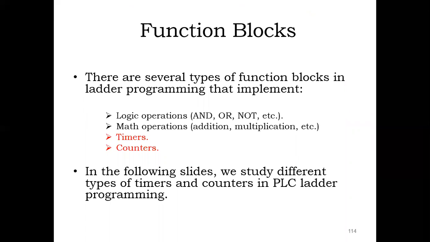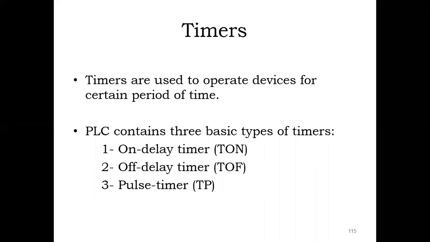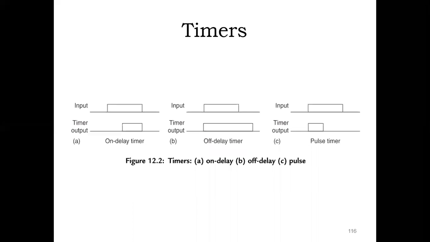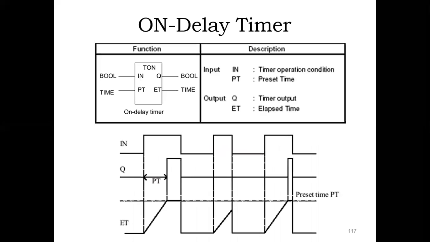There are several types of function blocks in ladder programming that implement logical operations, math operations, timers and counters. The timers are on delay timer, off delay timer, and pulse timer. For the on delay timer, IN means timer operation condition, PT means preset time, output Q is the timer output, and ET means elapsed time. The maximum time will be different. This is the function of the on delay timer.